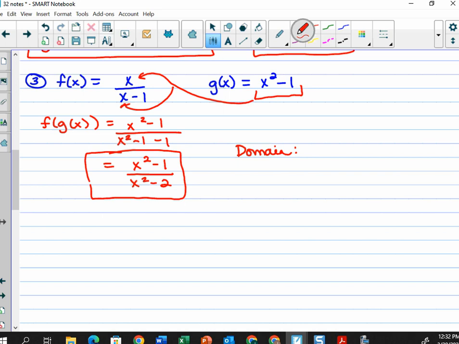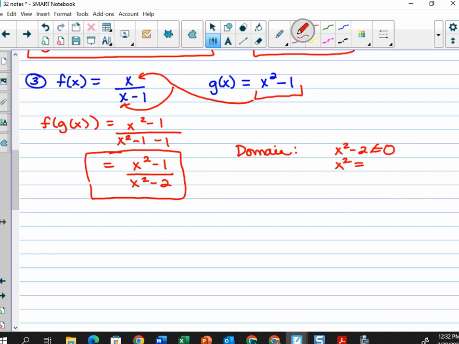Okay, so start with the inside function, which was g of x. Were there any restrictions on g of x? No. Okay. I did my work here. I got this fraction. Are there restrictions based on this fraction? Yes. Which part of the fraction do I worry about? Yeah, the denominator. So that x squared minus 2, that cannot equal 0.